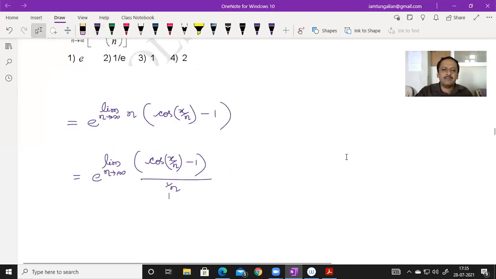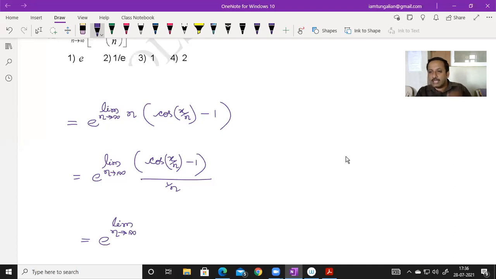Now, if I directly apply the limit here as n tends to infinity, x by n will become 0. This will be cos 0. Cos 0 is 1. 1 minus 1, 0. Numerator is 0. Denominator, when n tends to infinity, this 1 by n also becomes 0. So it is of the form 0 by 0. So whenever 0 by 0 comes, what should come to your mind is nothing but L'Hospital's rule. L'Hospital's rule we shall use now.